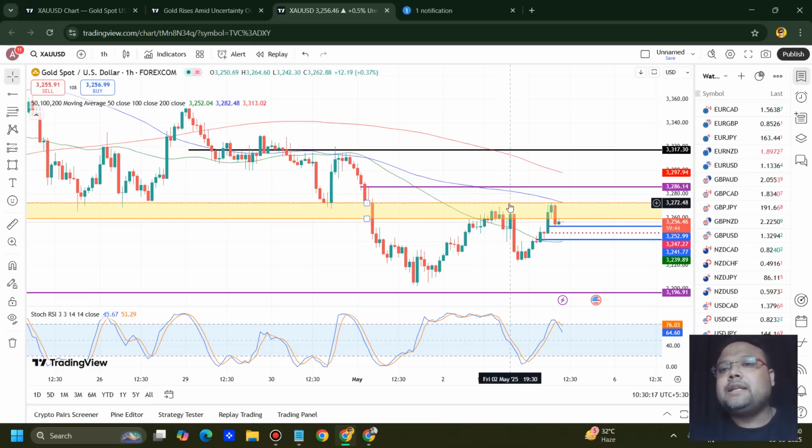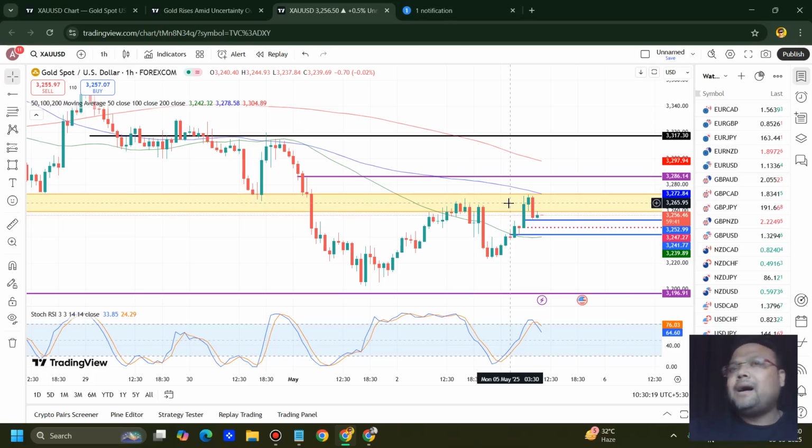But otherwise, if you see that after taking a buy above 3275, the market is going up, you can stay on the buy as well.